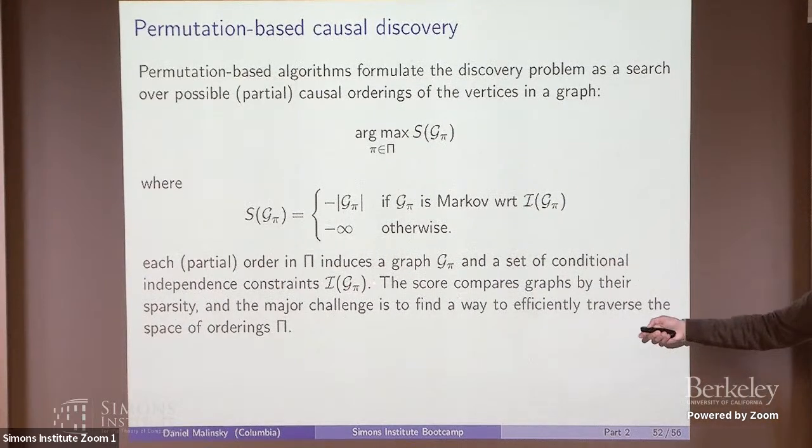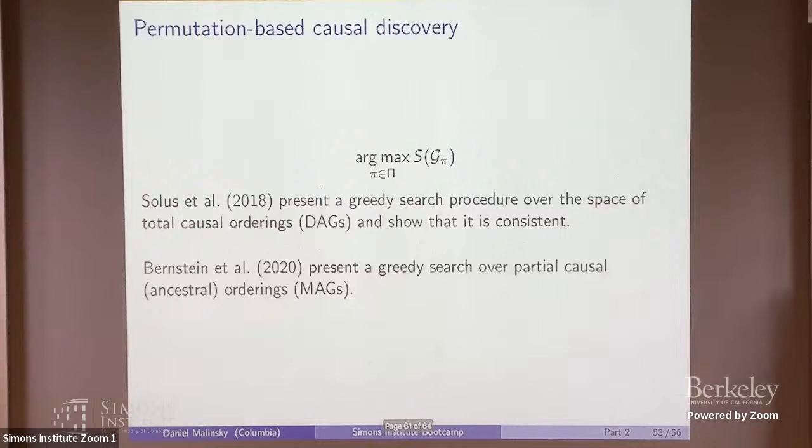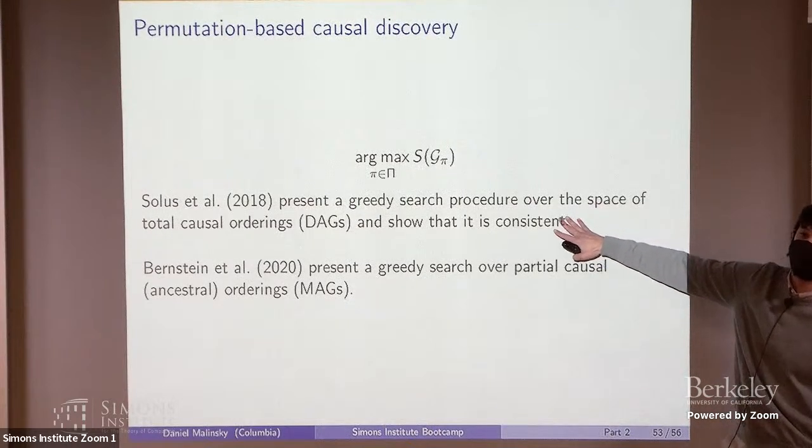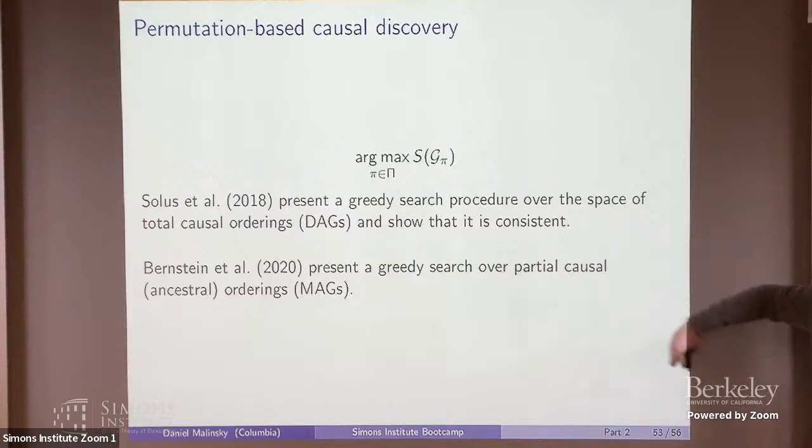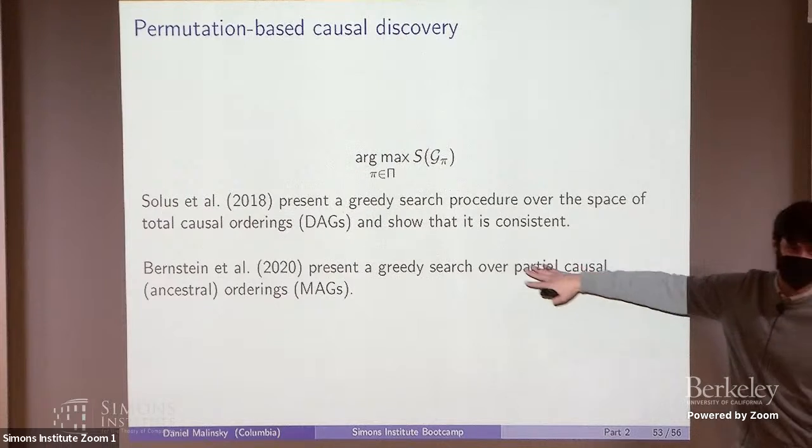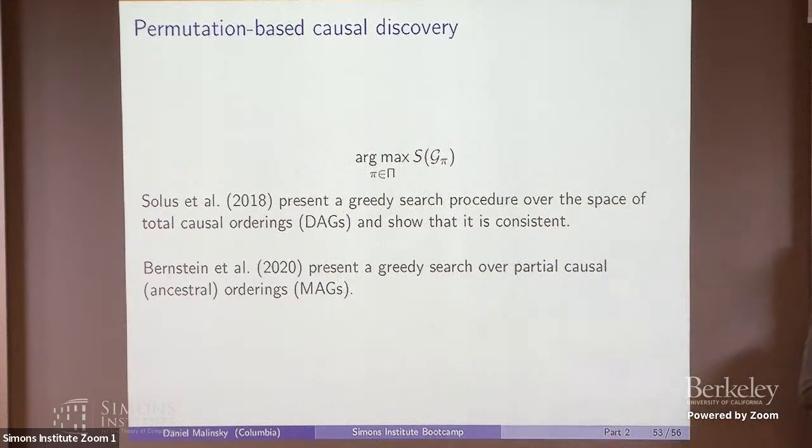So here I'm using, kind of abstractly, the set of independence constraints implied by a graph. But in practice, you need to test those conditional independence constraints to determine whether your permutation is a candidate for a possible graph or not. They do this in a couple of different papers, including one approach that focuses on causal orderings corresponding to DAGs, and then more recently, an approach that looks at partial orders, which corresponds to ancestral graphs or MAGs. So there are a lot of interesting problems and questions that flow from this approach.